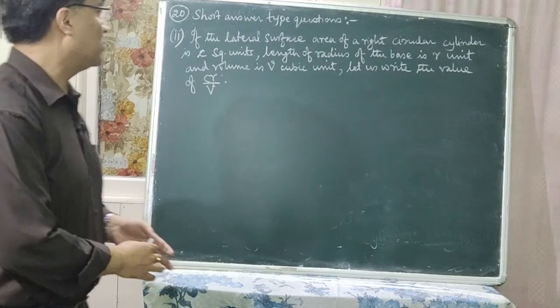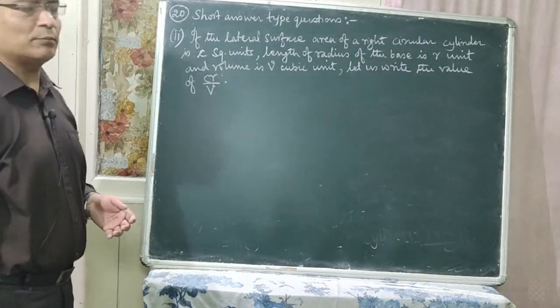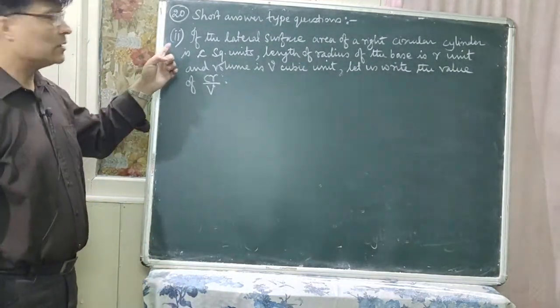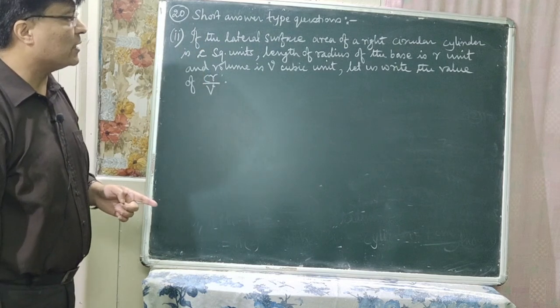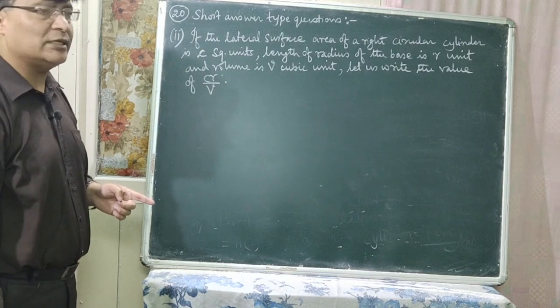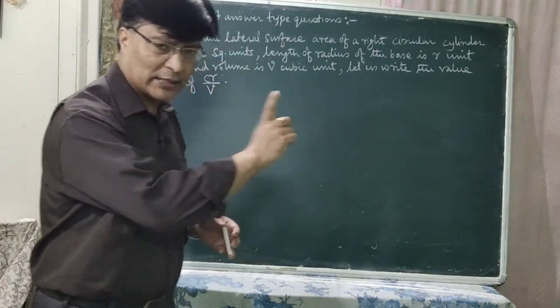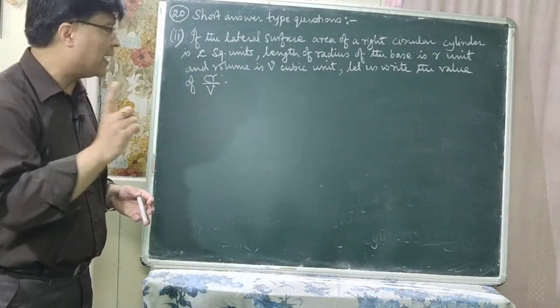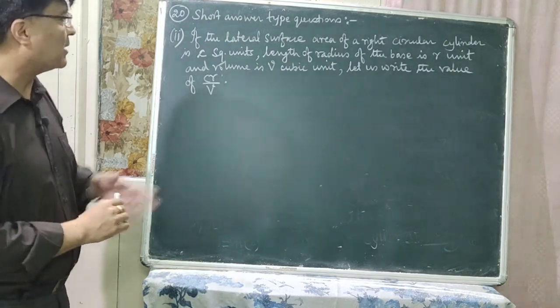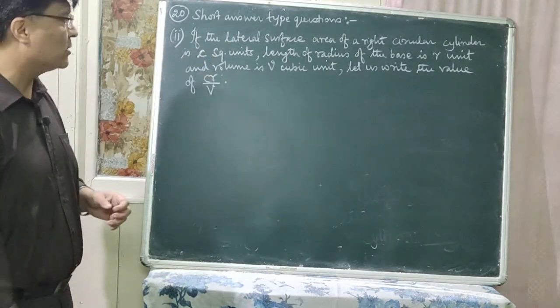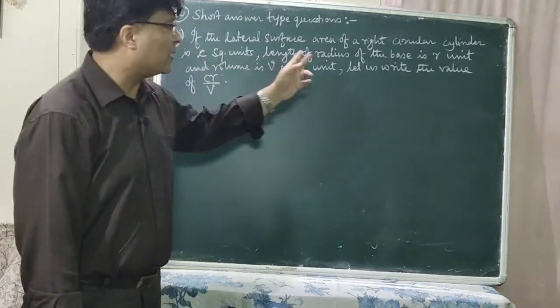So now we'll do the next question, that is 20 number 2. The question is, if the lateral surface area of a right circular cylinder is c square units. Lateral surface means the area around, the curved surface area of the cylinder, and that is your lateral surface area, given as c square units.